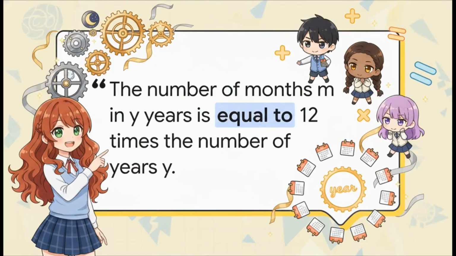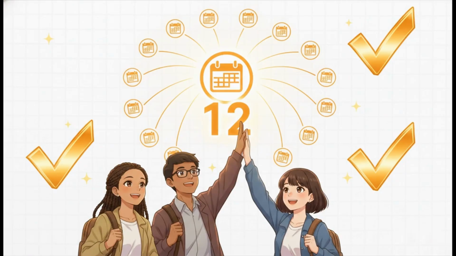All right, one last practice round. We're trying to find M, the number of months, based on Y, the number of years. The key phrases are pretty clear again. Is equal to and 12 times. So what does that look like as a formula? And there you have it. M equals 12y. The number of months is always going to be 12 times the number of years. And just like that, you've translated 3 completely different ideas into clean, precise formulas.